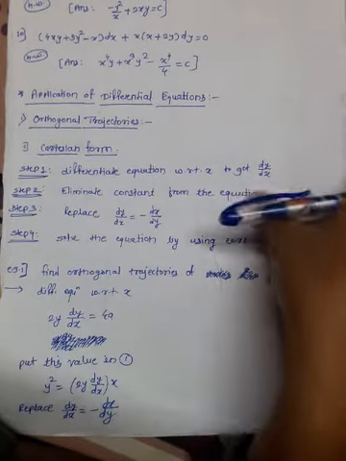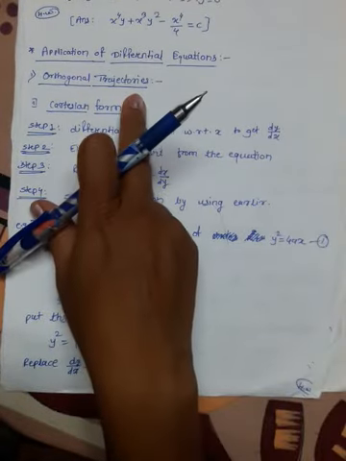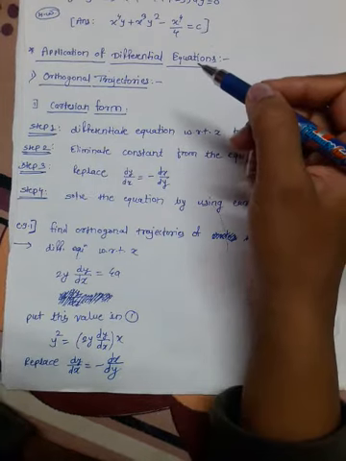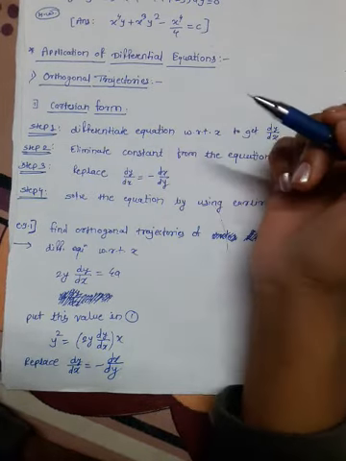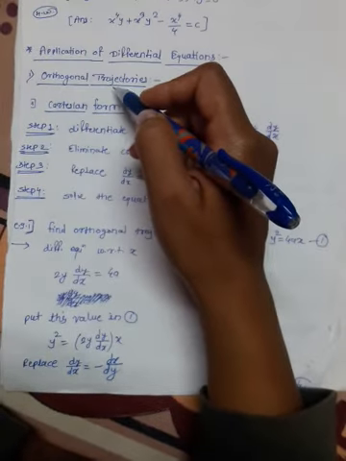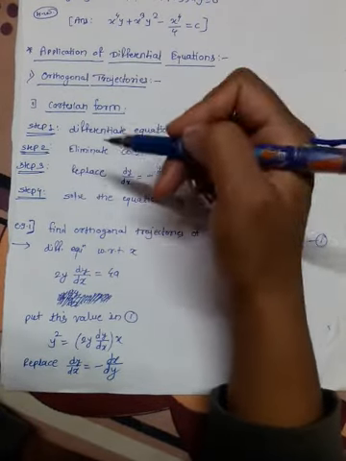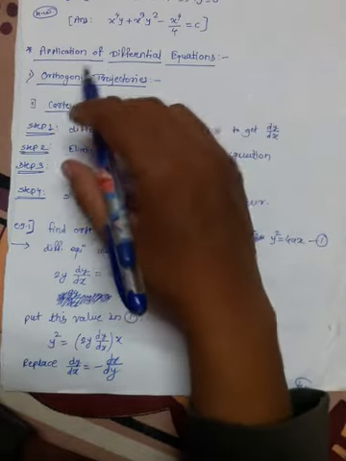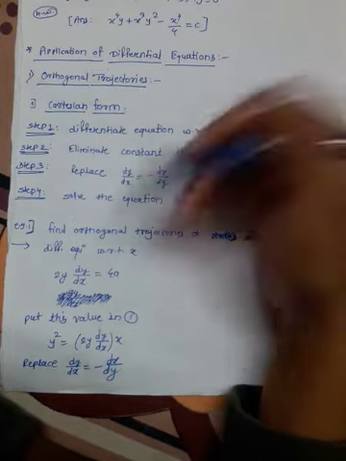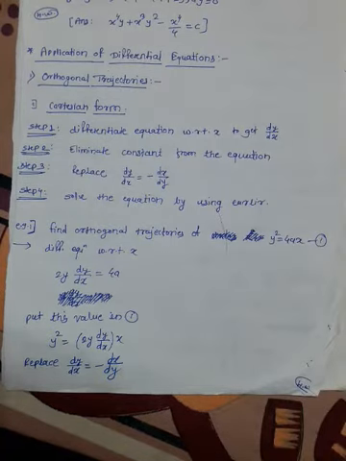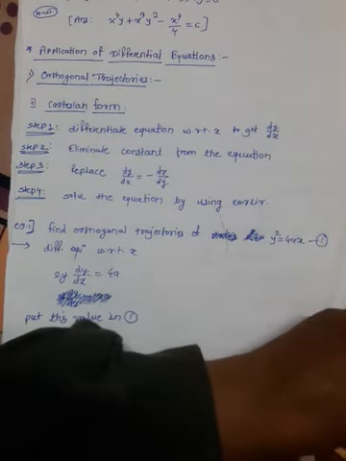Now the first application is to find the orthogonal trajectories. Trajectories means curves. Orthogonal means geometrical figures which cut or intersect each other at 90 degrees. These are called orthogonal figures. Trajectories means the curves which cut each other at 90 degrees. For example, how to find that, or what is the meaning of that?